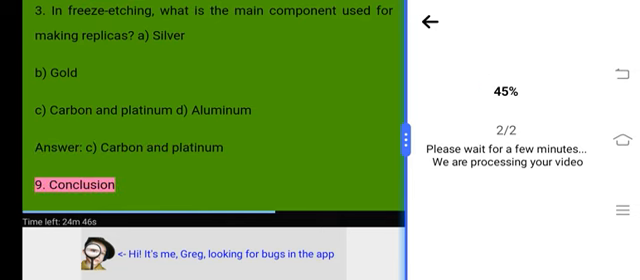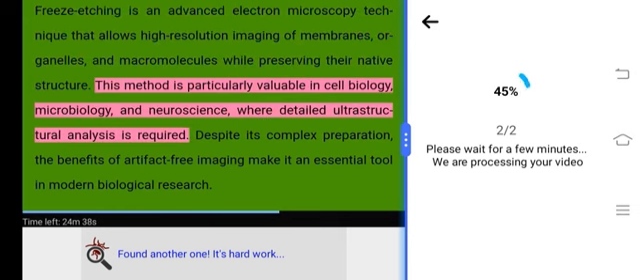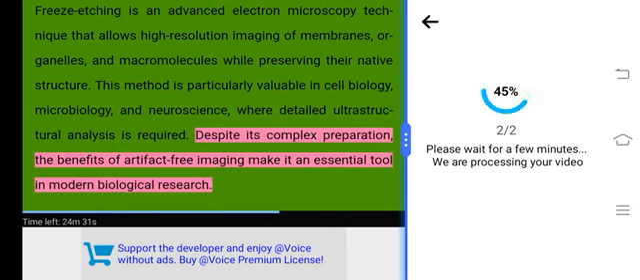9. Conclusion. Freeze etching is an advanced electron microscopy technique that allows high-resolution imaging of membranes, organelles, and macromolecules while preserving their native structure. This method is particularly valuable in cell biology, microbiology, and neuroscience, where detailed ultrastructural analysis is required. Despite its complex preparation, the benefits of artifact-free imaging make it an essential tool in modern biological research.